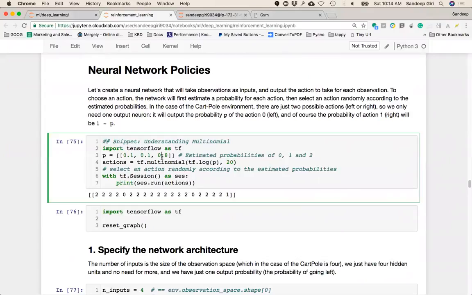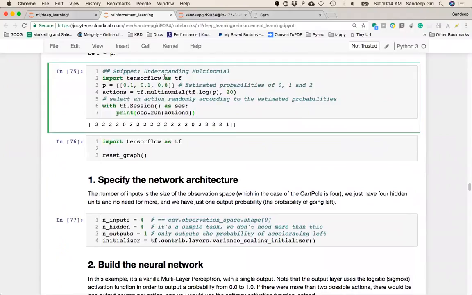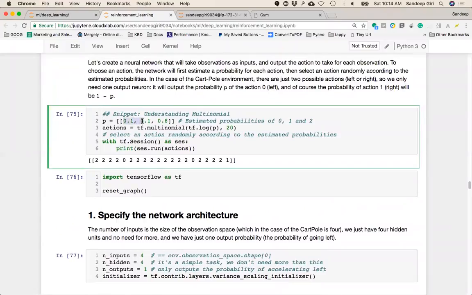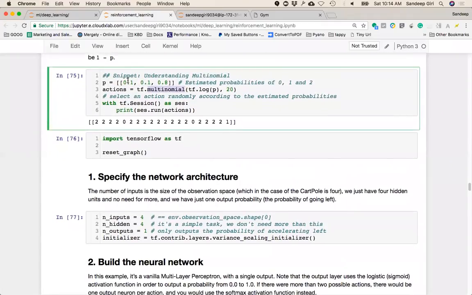We are going to use this function called multinomial. Let's take a look here. We are importing TensorFlow, although not required because we already have it. Then we are defining the probabilities of three actions: 0.1, 0.1, and 0.8. Now we're going to use the multinomial function. There are three actions, 0, 1, and 2. Multinomial is going to give us a random action, and that randomness is not purely random, it is slightly biased. The outcome should be 2 about 80% of the time, 1 about 10% of the time, and 0 about 10% of the time. Let's take a look if that is the case.